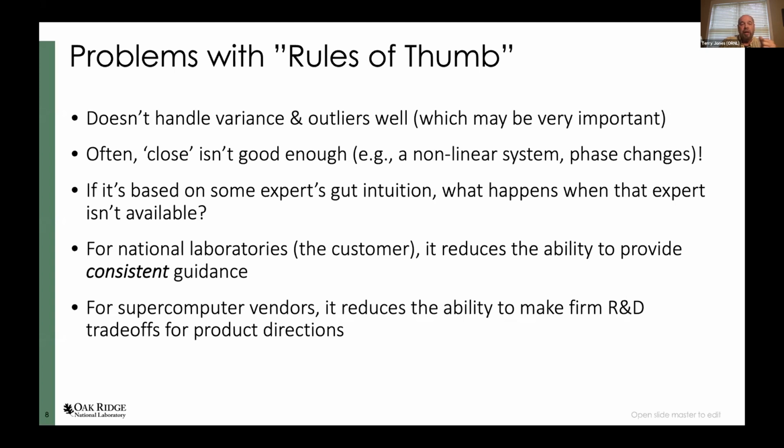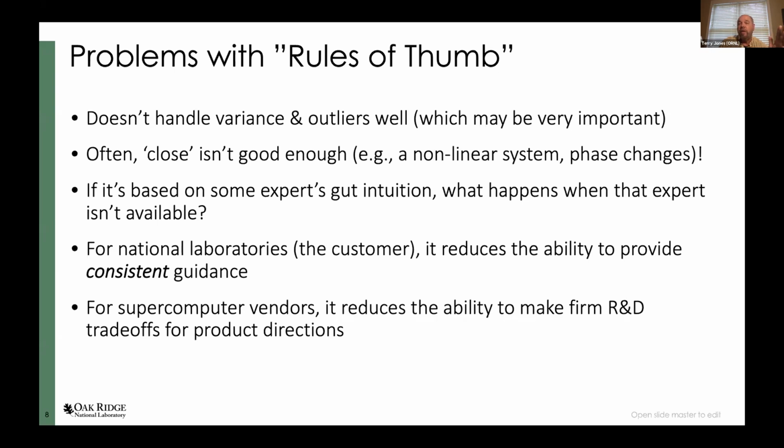And for national laboratories, where I sit, I feel it really reduces, and this part of the talk is from a facilities planner point of view, our ability to give consistent guidance to the vendors on what's important. When we start to get down to making the trade-offs, do I want to add 25% memory to this machine, or do I want to add 75% better latency to this interconnect? If I could do either one, what trade-off do I make there? We need to be able to give consistent guidance that's well understood. And for the vendors, it reduces their ability to make firm R&D trade-offs on product direction.